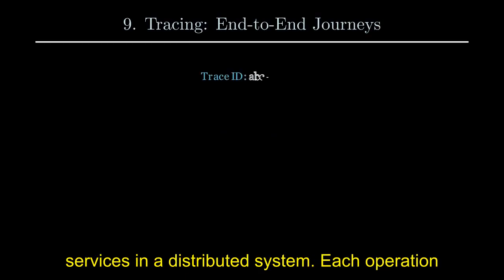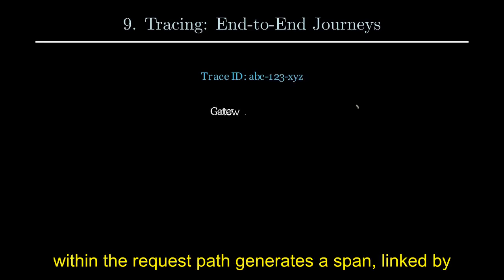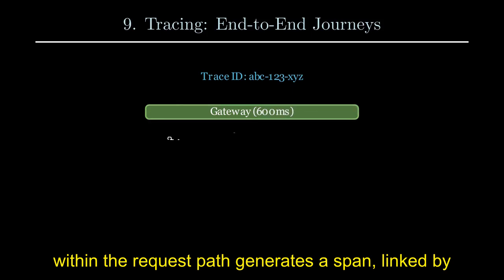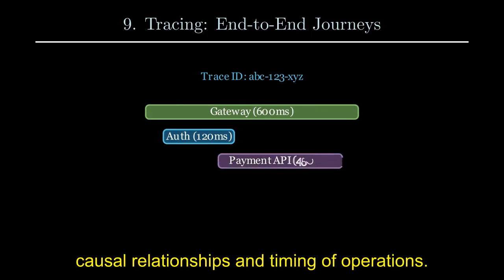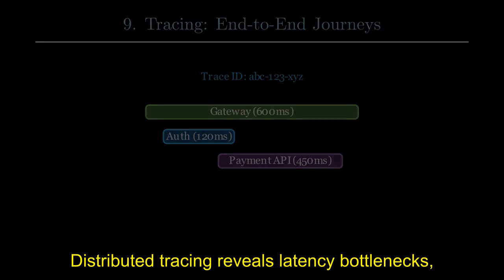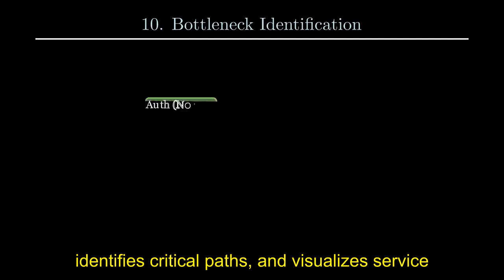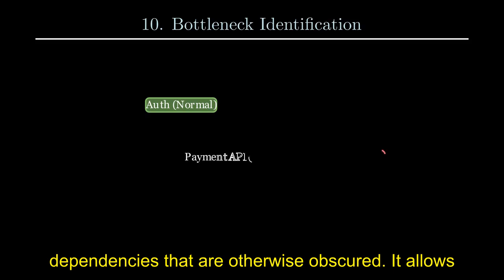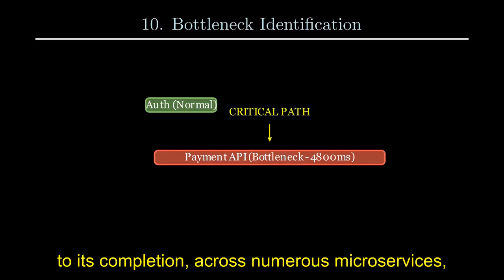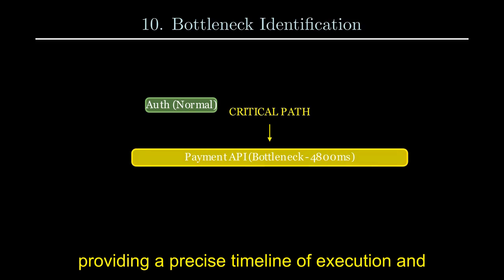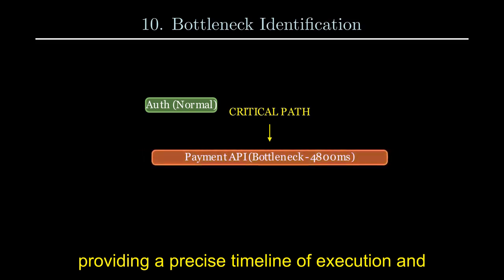Tracing captures the end-to-end journey of a single request or transaction as it propagates through multiple services in a distributed system. Each operation within the request path generates a span, linked by a unique trace ID. Traces visually represent the causal relationships and timing of operations. Distributed tracing reveals latency bottlenecks, identifies critical paths, and visualizes service dependencies that are otherwise obscured. It allows engineers to follow a request from its entry point to its completion, across numerous microservices, providing a precise timeline of execution and potential failure points.